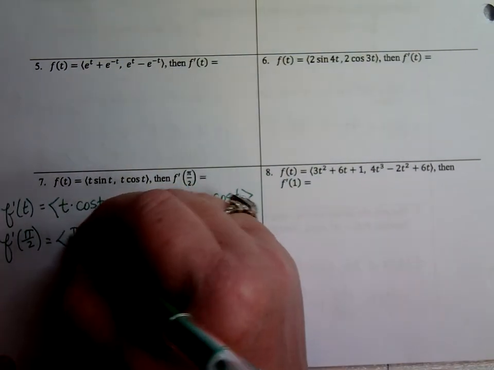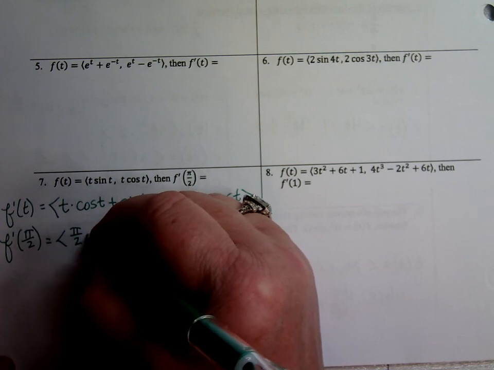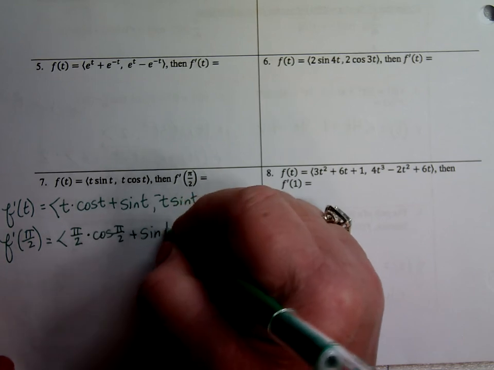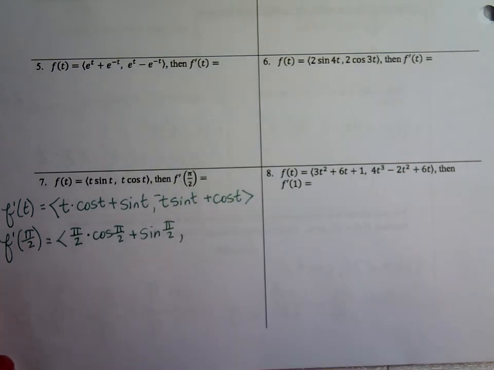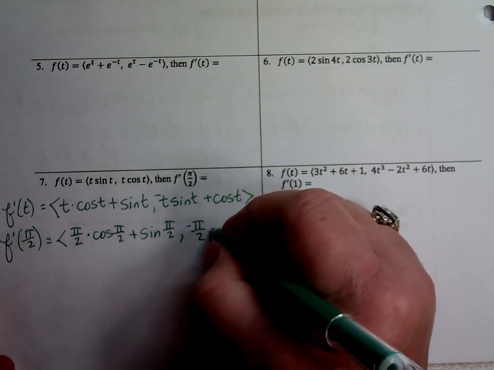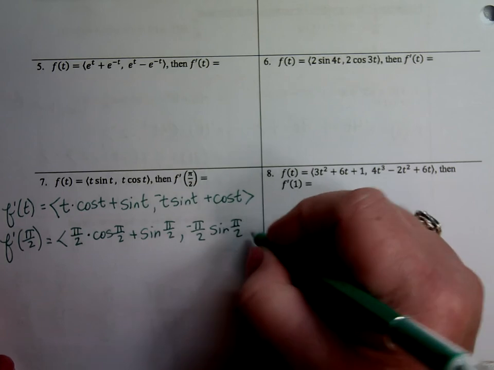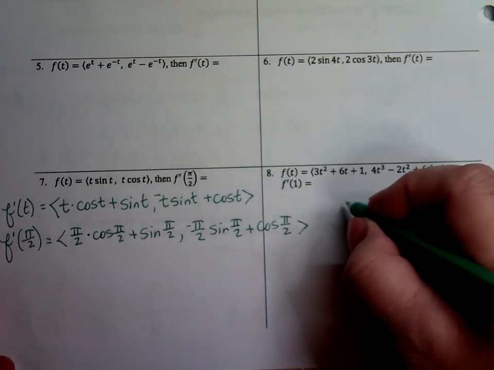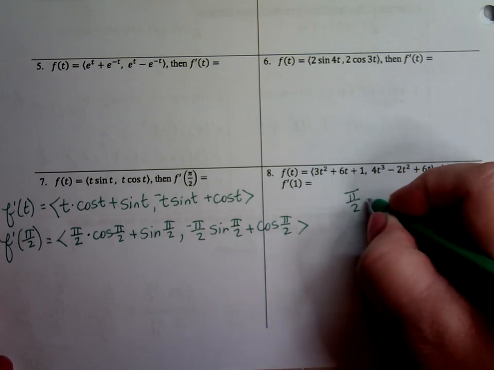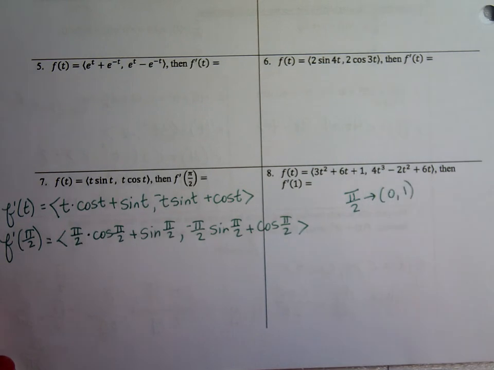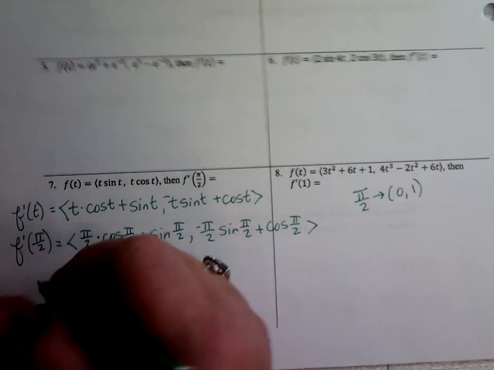Every t is replaced by pi over 2 times the cosine of pi over 2 plus the sine of pi over 2, that's the x component. Y component is negative pi over 2 sine of pi over 2 plus the cosine of pi over 2. All right, so let's think about the unit circle. If I'm at pi over 2, I'm up at the tippy top. We just talked about that in the last problem. My coordinate is 0, 1, which is sweet because when I replace that into this hot mess, it's going to actually turn out okay. So let's see if we can do that.